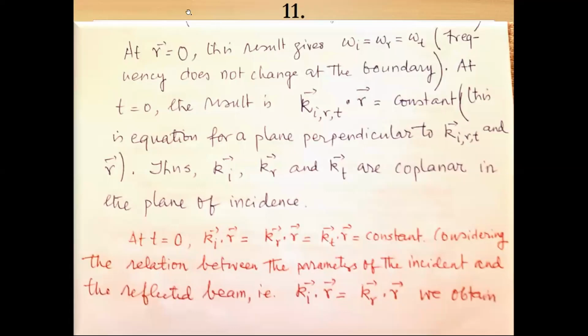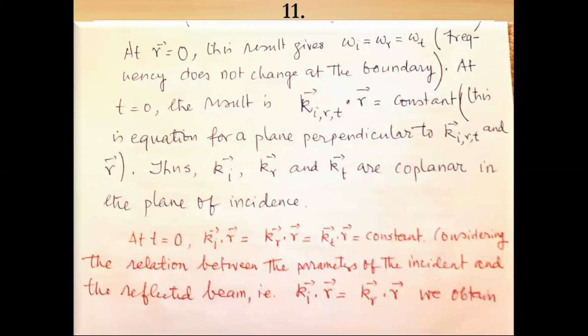Okay. So at r equals 0, our phase matching result gives obviously omega I equal to omega R equal to omega T. Very easy to see, everyone can see that. So frequency doesn't change at the boundary, which is very well known. At t equal to 0, the result is that k dot r, for I as well as R as well as T, should be constant. So this means that, what is this equation for?